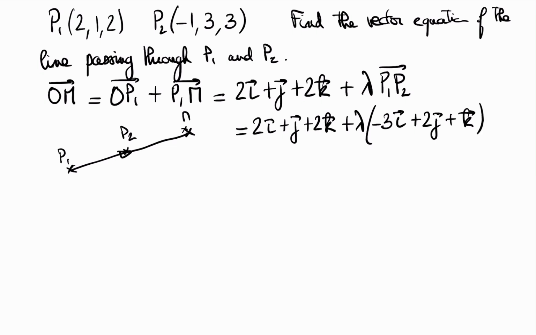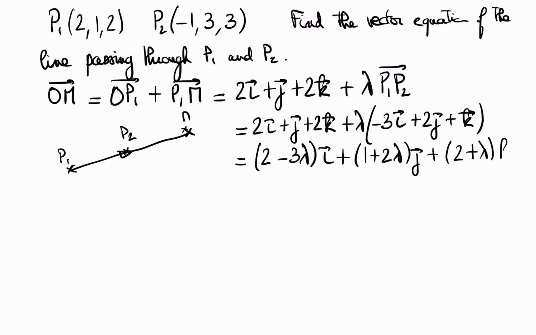So, okay, grouping the i terms together, that's (2 minus 3 lambda) i plus (1 plus 2 lambda) j plus (2 plus lambda) k. And this is the vector equation of the line.